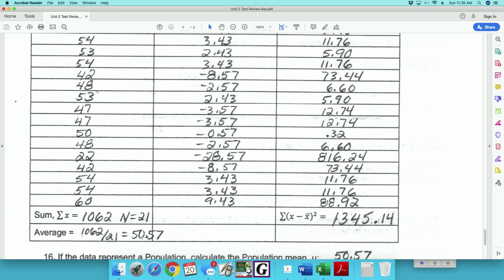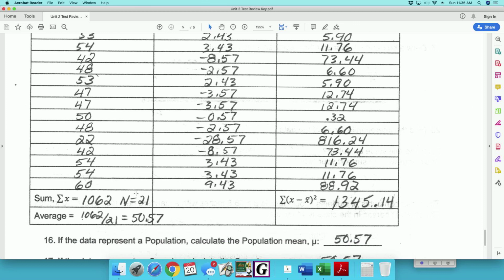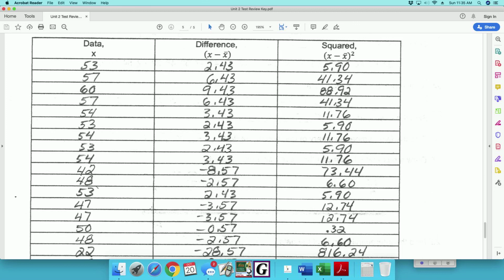Do everything to 2 decimals. So my average is 50.57. Now what we need to do is find the differences. The differences is x minus your average. In this case I did x bar. So you're going to take 53 minus 50.57 and you get all your differences.